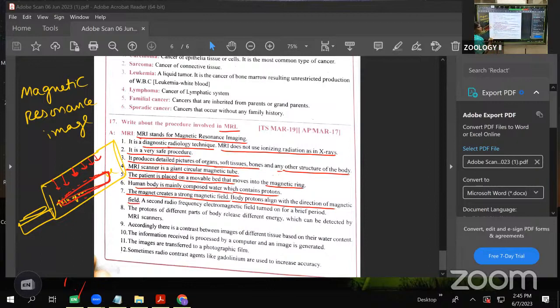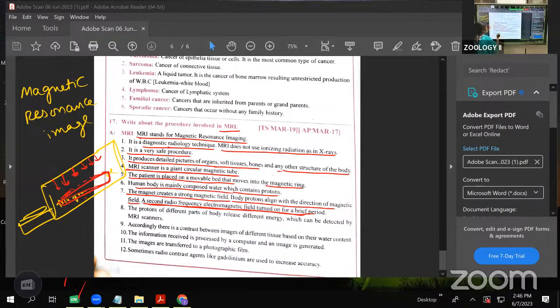Next, at first, the patient's total alignment will appear. After that, second, a radio frequency electromagnetic field is turned on. Before that, they apply the magnetic field, and at that time body alignment occurs. First, body alignment occurs. Second, after the alignment is over, the radio frequency electromagnetic field is turned on briefly. They apply the radio frequency field only for some period.